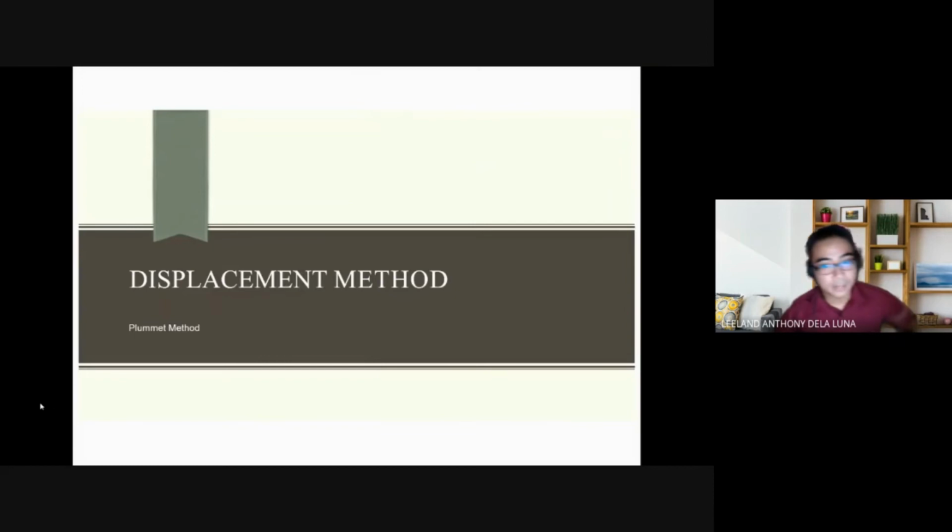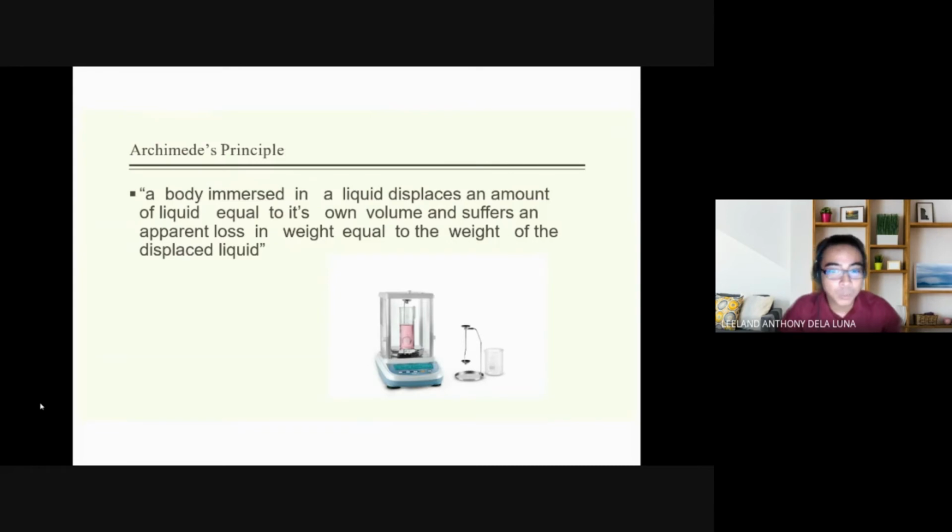All right, next one, class. Another method of computing for your specific gravity would be the use of a plummet, what we call the plummet method. This one uses the Archimedes principle. Sabi nga ni Archimedes, a body immersed in a liquid displaces an amount of liquid equal to its own volume and suffers an apparent loss in weight equal to the weight of the displaced liquid. Okay? So, displaced liquid. Technically, class, we're just talking about displacements here.